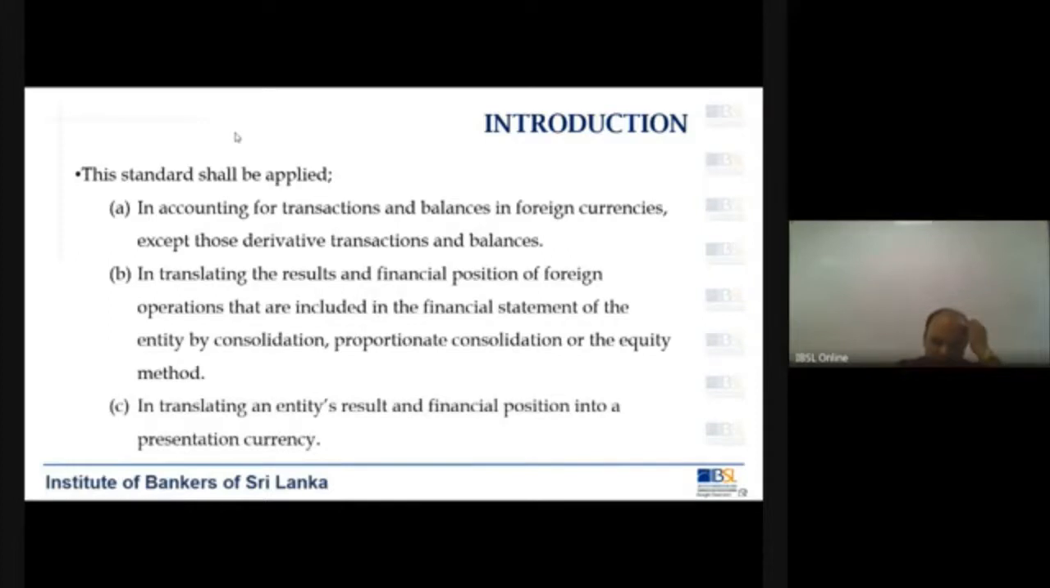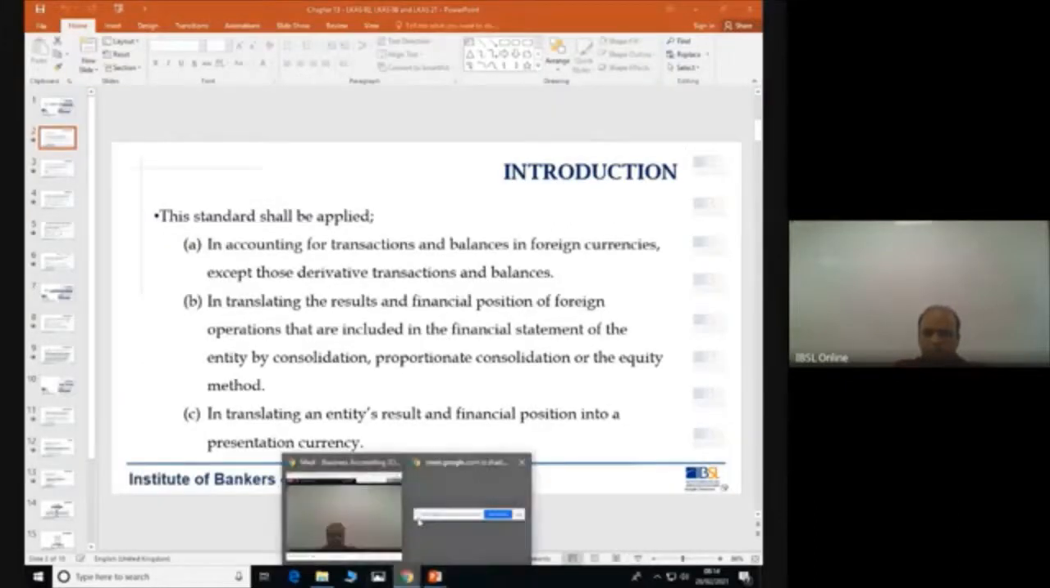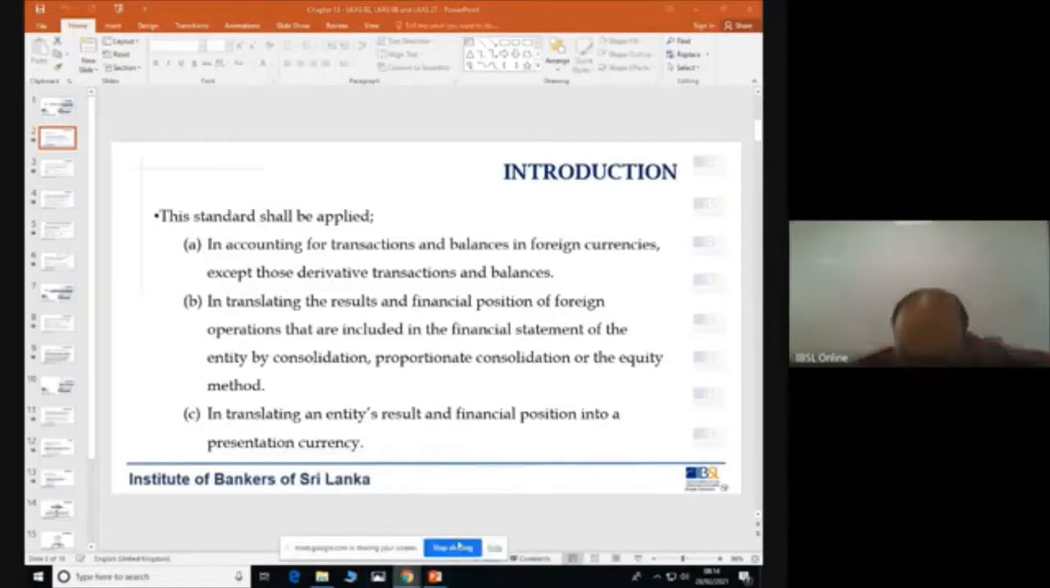So in translating an entity's result and financial position into presentation currency, that is very important. Now we are coming up with the first definition. Now you have a base currency. I will explain what is the name given for a base currency. Now in Sri Lanka, you have a base currency of rupees. For this foreign operation in US, you have a base currency of dollars. But end of the day, you have to convert both these into rupees. Okay, so let me put it on the board so that you will understand better.